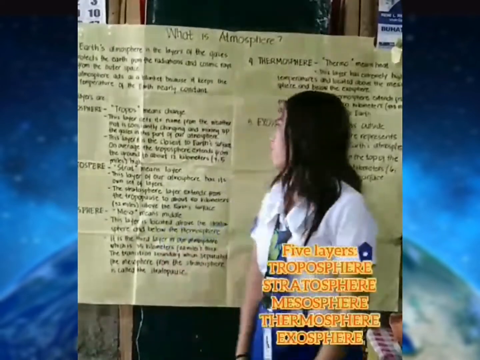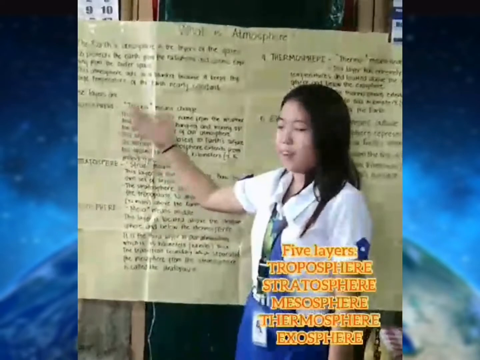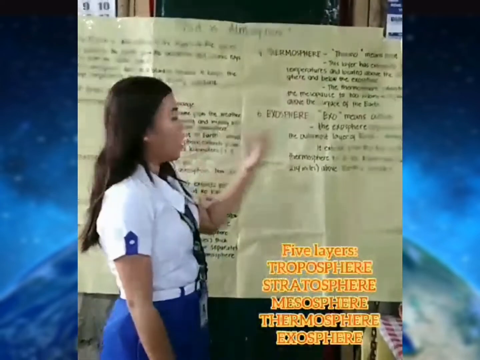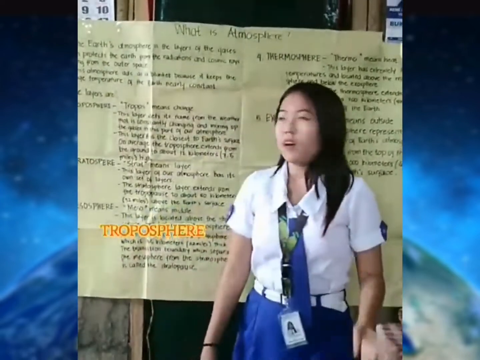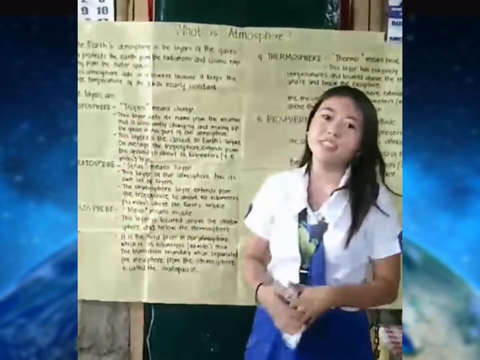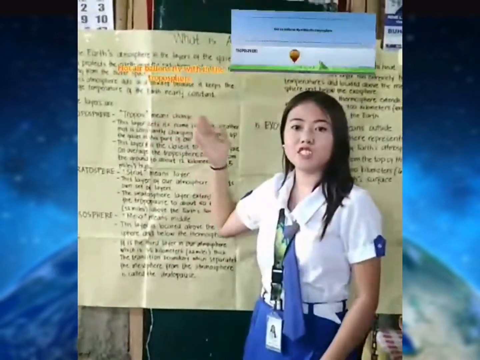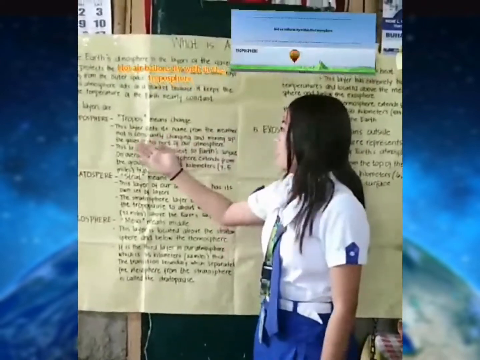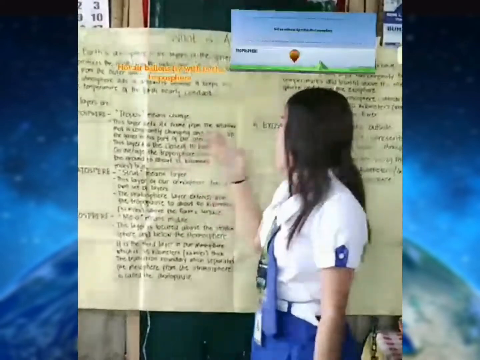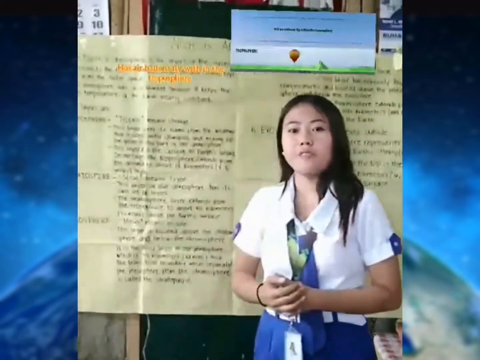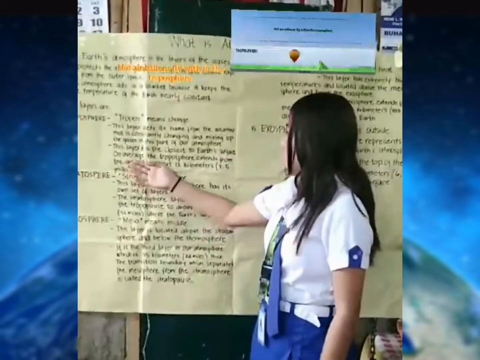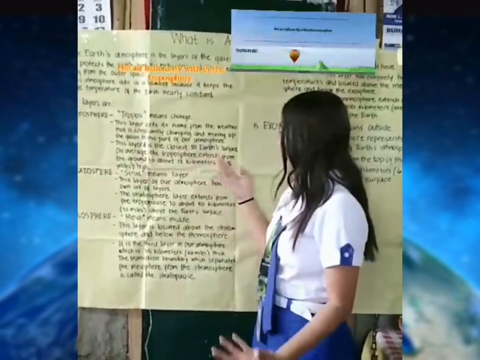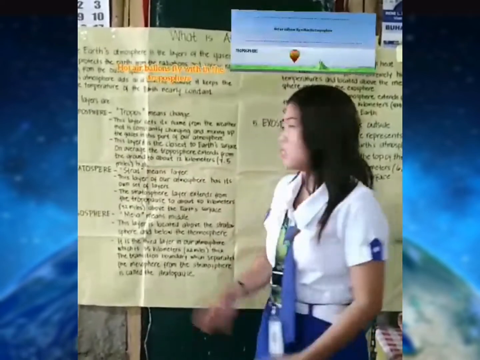These layers are troposphere, stratosphere, mesosphere, thermosphere, and exosphere. Let's talk about troposphere first. So what is troposphere? Tropos means change. This layer gets its name from the weather that is constantly changing and mixing up the gases in this part of our atmosphere. This layer is the closest to the Earth's surface. On average, the troposphere extends from the ground to about 12 kilometers or 7.5 miles high.